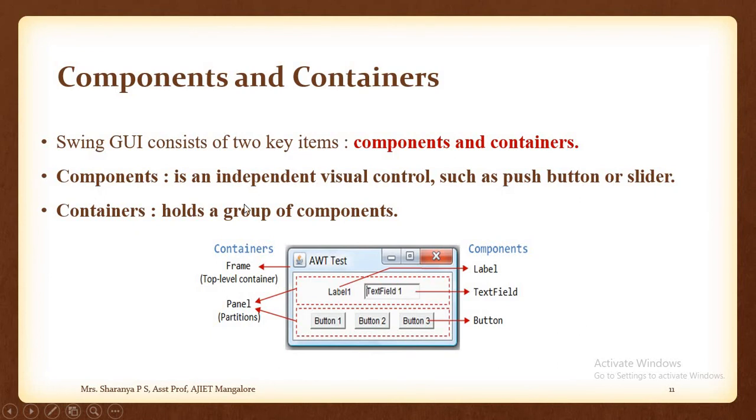Just as a recall, a component is an independent visual control, such as a label or text field. These we call components. A container is what holds a group of components. We call it a container.